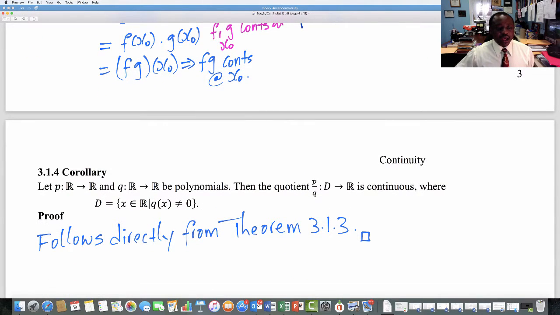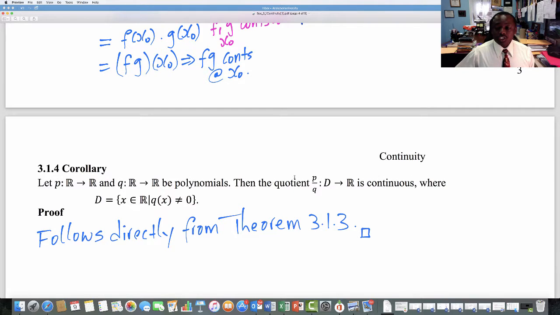Let P from R to R and Q from R to R be polynomials. Then the quotient P over Q from a domain D to R is continuous, where D is defined as the set of all x such that Q of x is different from 0. And the proof of this follows directly from Theorem 3.1.3.